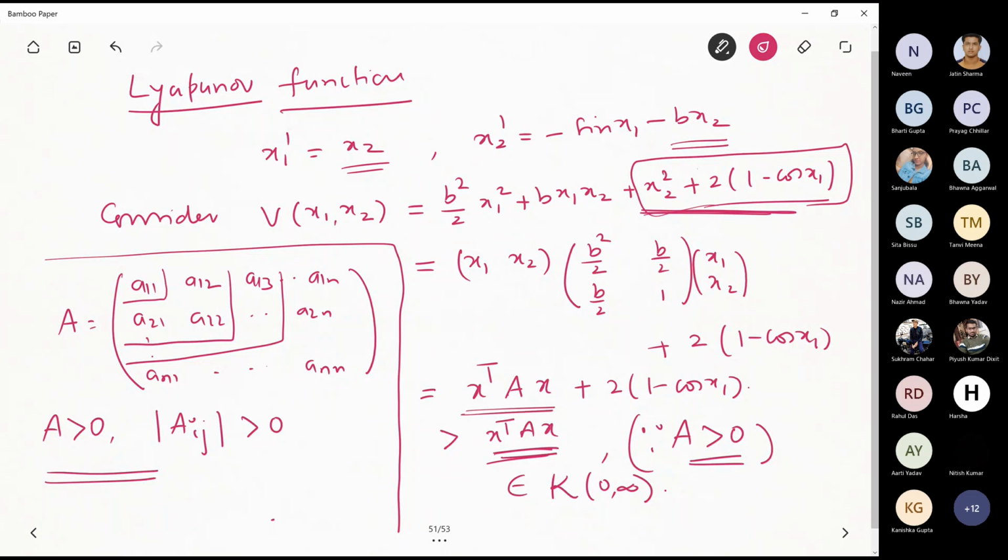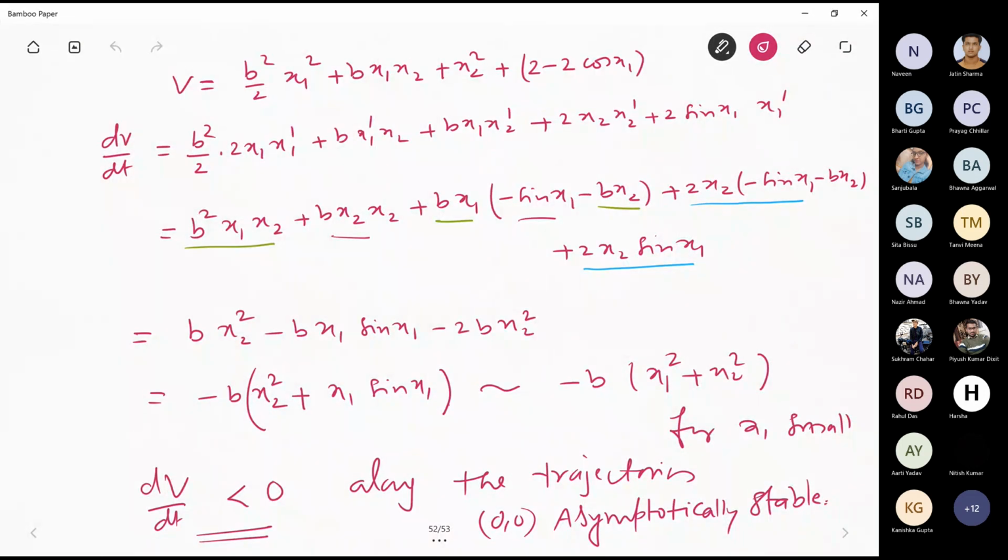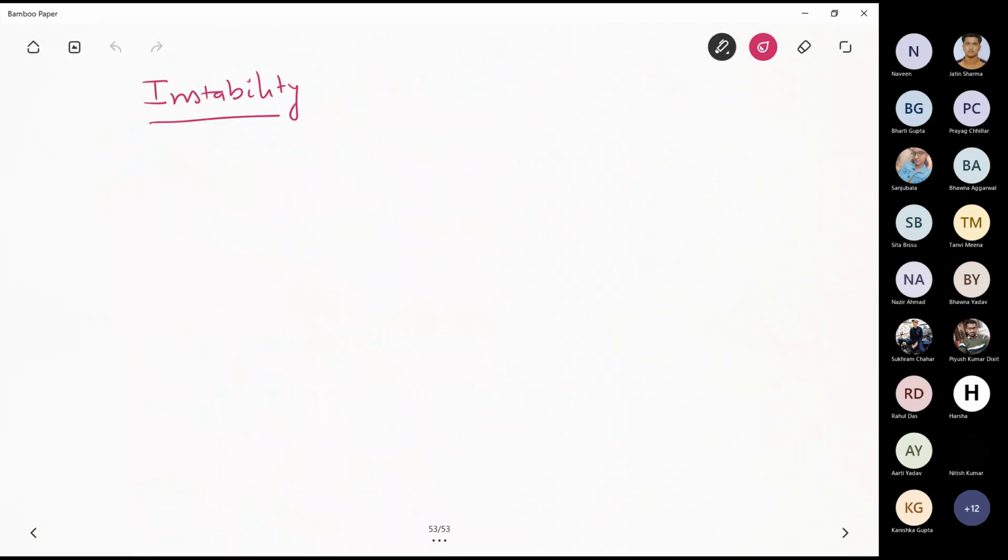Look at some positive definite function plus the 2 into (1 minus cos x), which is coming from the integrand of this. Okay, because you need the function to be a positive definite function, but there is no way that one can guess what the Lyapunov functions can be. Okay. So the whole idea is we are trying to bound the trajectories.